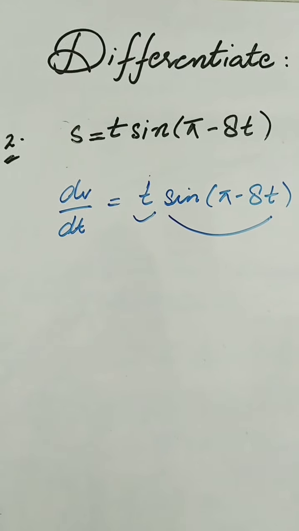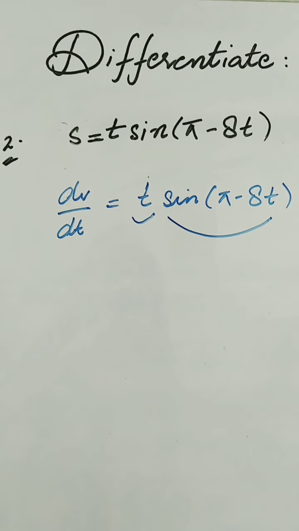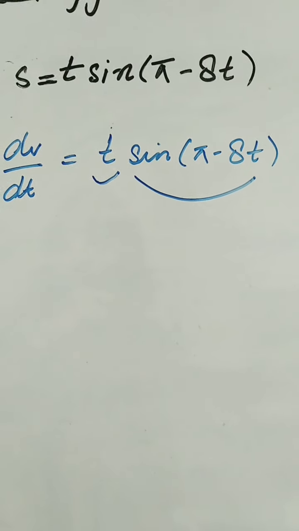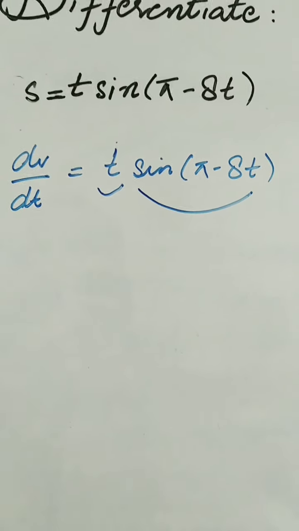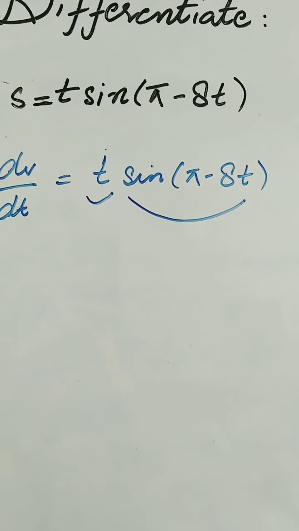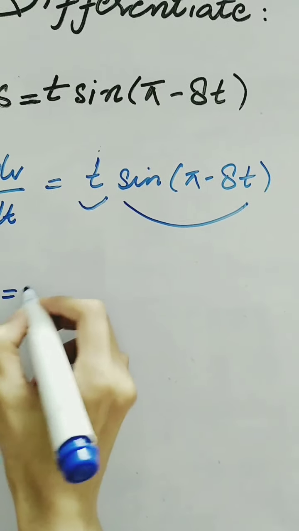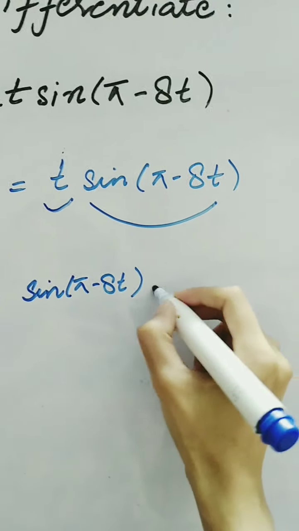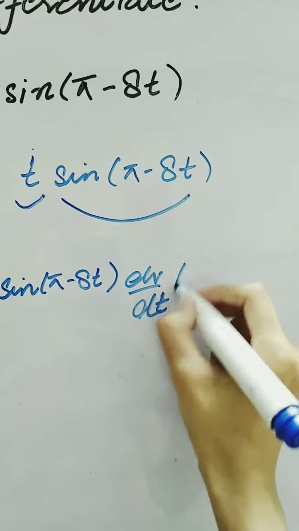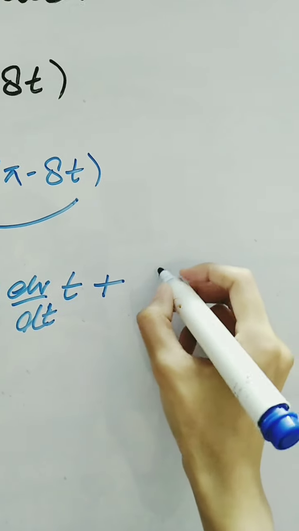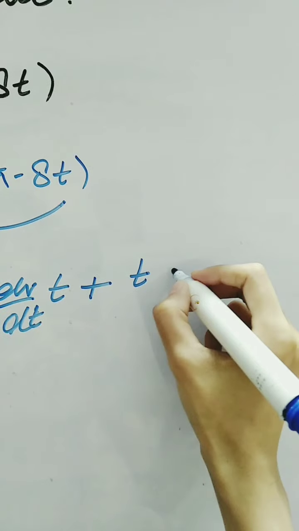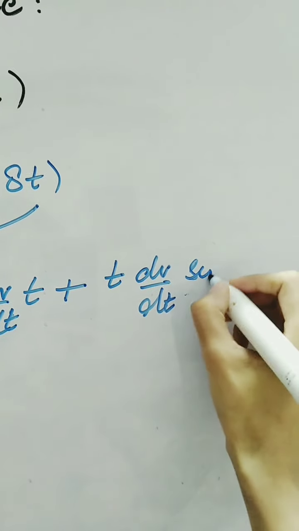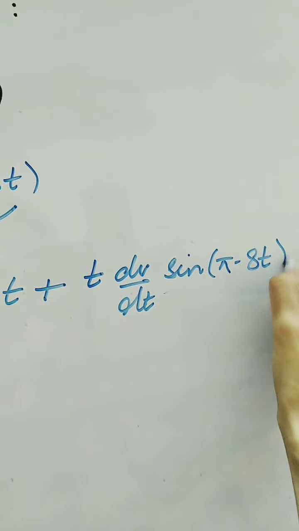Moving forward to our next function, we have t sin(pi minus 8t). Now we are going to differentiate this function by applying the product rule. The two factors for the product are t and sin(pi minus 8t). So according to the rule, first of all, we keep sin(pi minus 8t) outside and take the derivative of t, then plus, we keep t outside and take the derivative of sin(pi minus 8t).